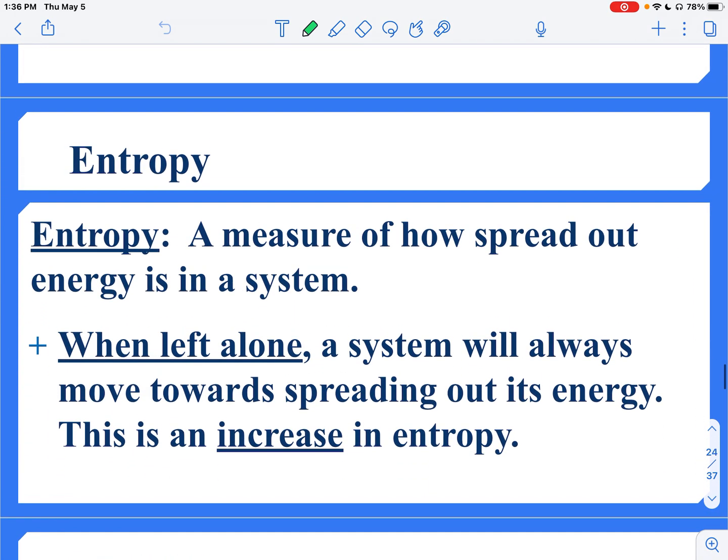We also have a concept that's different from enthalpy, which is entropy. Entropy is randomness. A lot of times you will hear it's disorder, randomness, anything like that. It's actually the formal way of thinking is that it is a measure of how spread out energy is in a system. This is kind of nice because energy is attached to particles. So if the particles are more spread out, then the entropy is higher. The entropy increases. When left alone, a system will always move towards spreading out its energy.